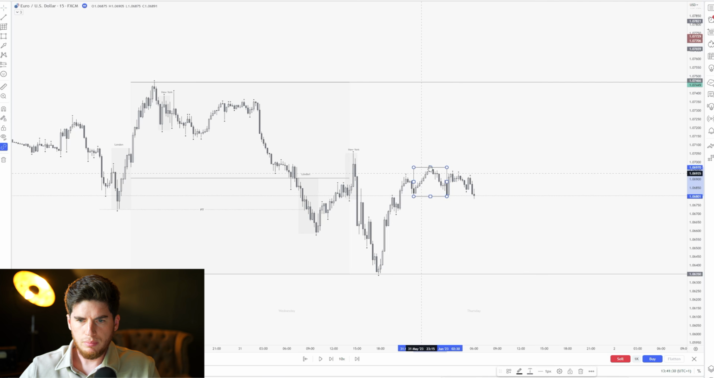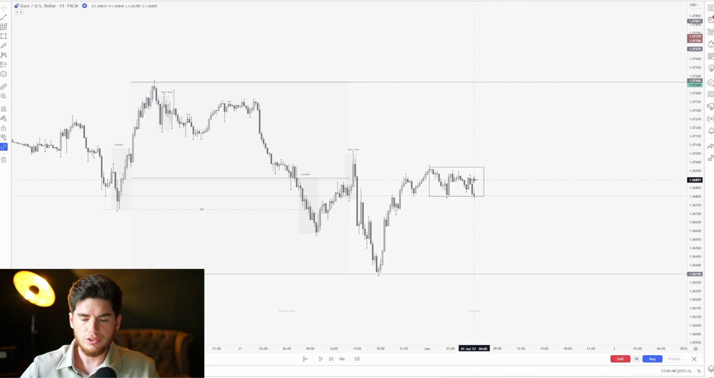And we just keep moving this range. Clearly we wouldn't be staying up all night doing this. We'd be asleep right now. But I'm just doing this so you can see what we would do during the day. Obviously it'd be much slower because every candle is 15 minutes. So we're not doing this on the 1 minute chart, don't get confused.